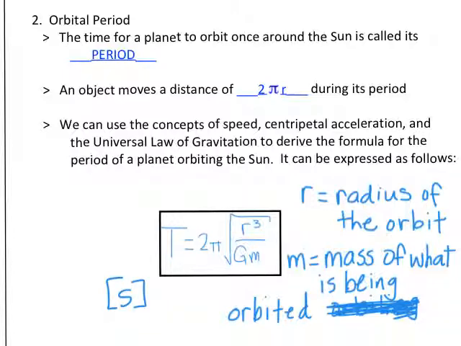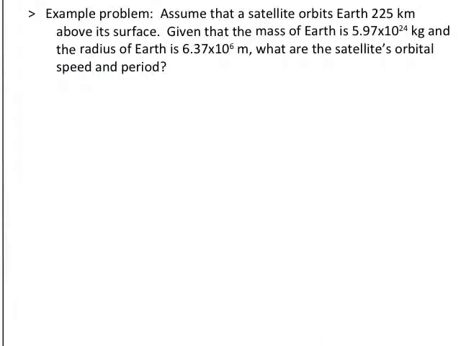So we have an example problem. We've got a satellite orbiting the Earth 225 kilometers above the surface. You're given the mass of the Earth and the radius of the Earth. We want to know the satellite's orbital speed and its period. Notice that we're given a large distance above the surface of the Earth, so we actually need to find an orbital radius. So we're going to add that distance to the radius of the Earth to get our total orbital radius. So let's do that first.